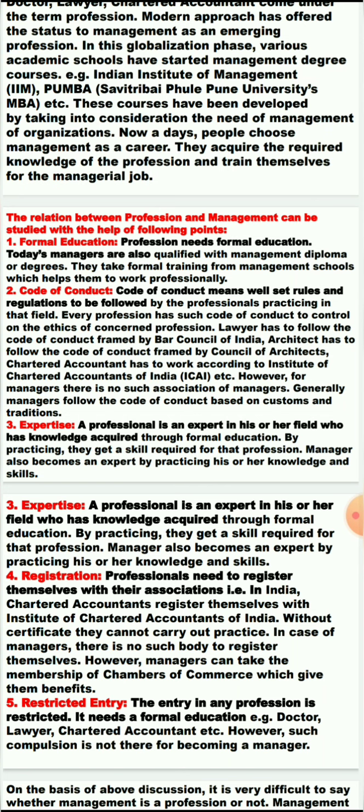Then the third one is expertise. The third point, see, we are studying the relationship between profession and management. So the third one is what? Expertise, children. A professional is an expert person in his or her field who has knowledge acquired through formal education. By practicing, they will get the skill required for that profession. A manager also becomes an expert by practicing his or her knowledge and skills. See, keep in mind why we always go for a professional person, why we take help of experts: because they are already qualified and trained, children. Whatever education they are getting, full formal education is there. So by practice they become perfect, and whatever skills are required for the profession, they have that knowledge. So a manager also becomes an expert by practicing his or her knowledge and skills, children.